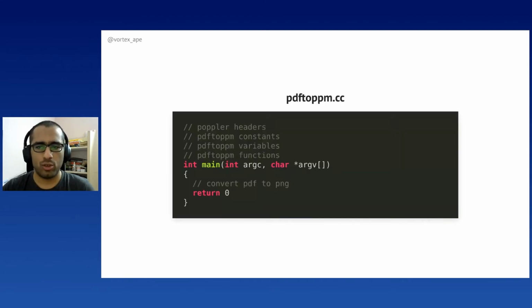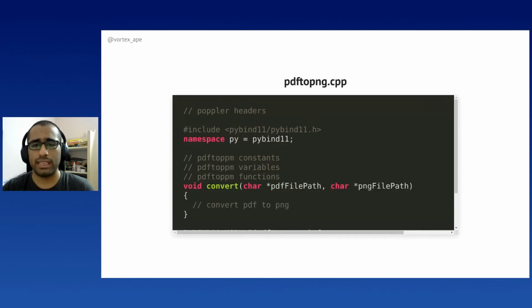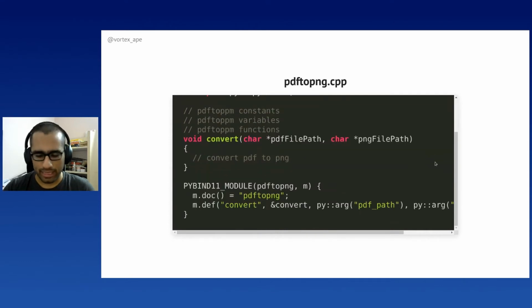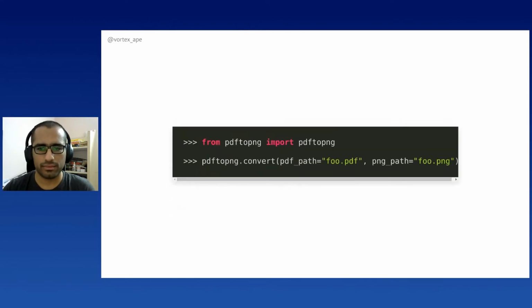In the case where I wanted to wrap the popular PDF to PNG utility, I could just take its C++ code with its header files and identifiers in the main function and turn it into pdf_to_png.cpp, where I change the name of the main function, pass in as parameters the paths to the single page PDF and an output PNG, and initialize the module with the PYBIND11_MODULE macro. And after building it for different operating systems, I could access the C++ convert function in my Python code like this.